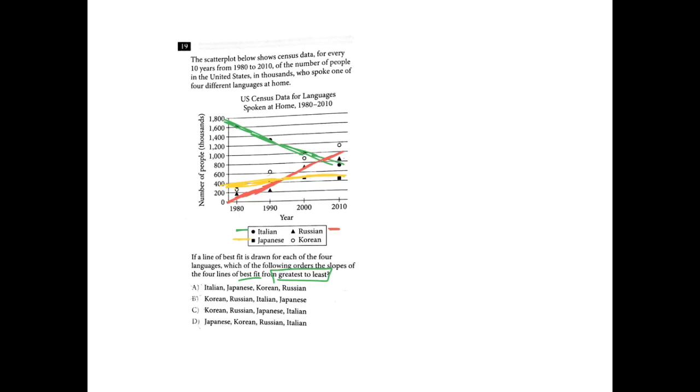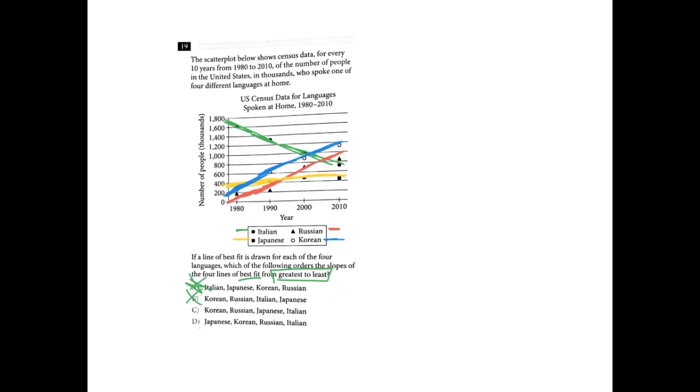So now we have Korean, and we'll do blue for that. So that's going to be like that, which is pretty linear. So now we have to order these slopes from least to greatest. So obviously Italian's going to be your least. This is literally a negative slope, so let's just cross out the ones that don't have Italian at the end.